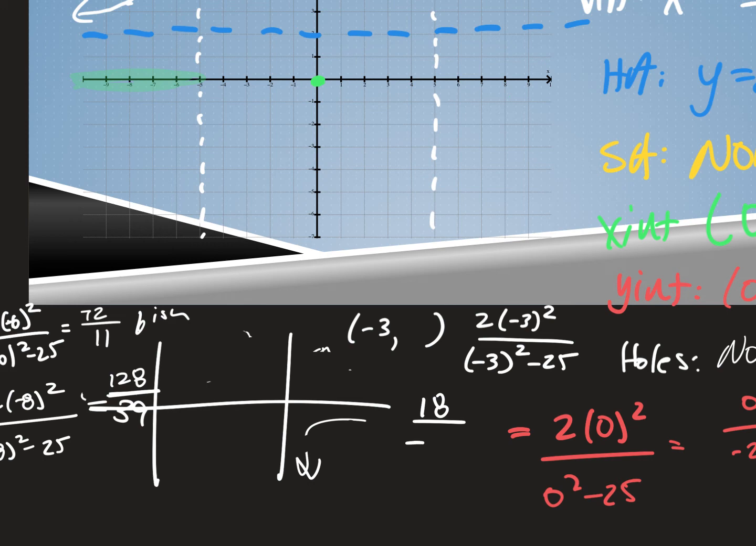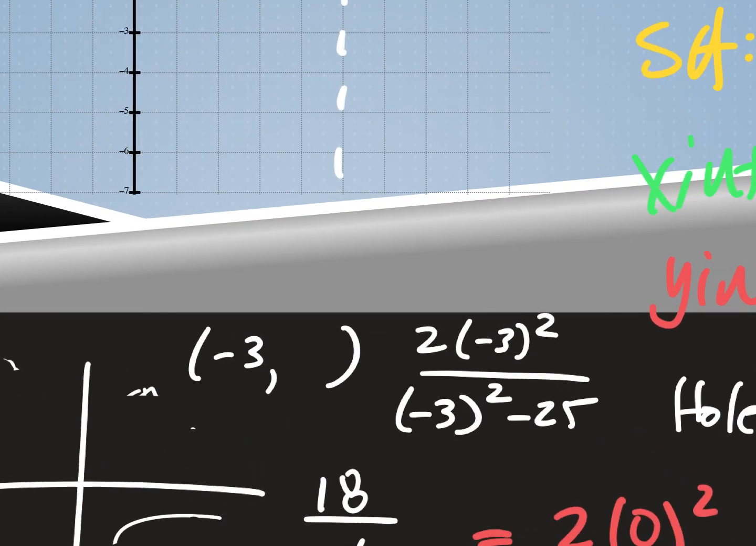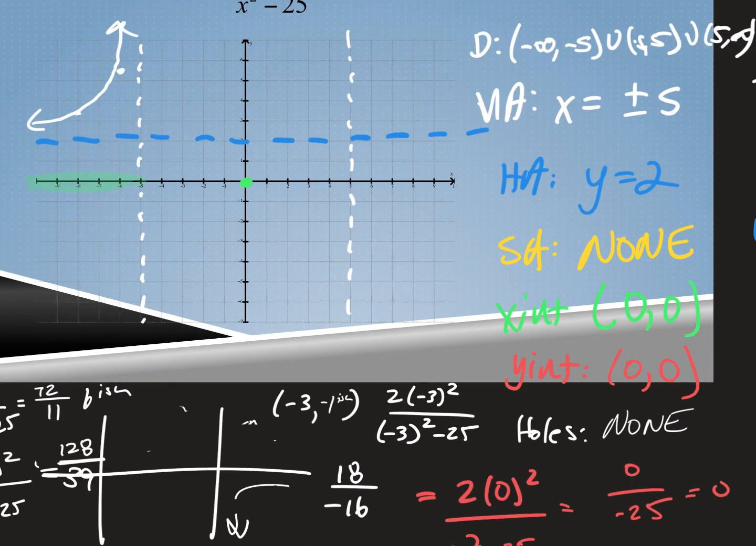Negative, what is it? 16. Okay. Where is -18? How many times can 16 go into 18? 1-ish. We're just getting an idea. So at -3, I'm at -1-ish. I'm below. You guys see that? I'm below the horizontal asymptote.